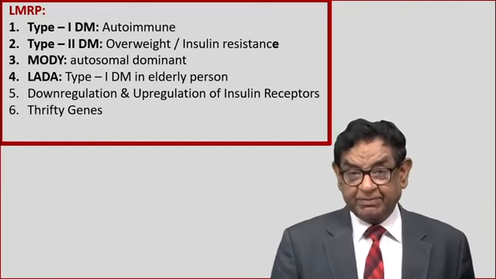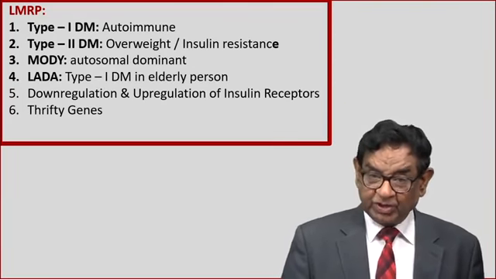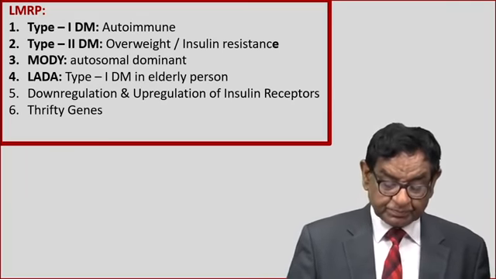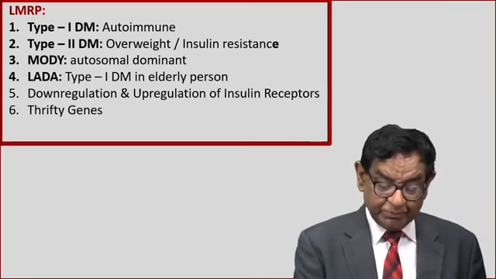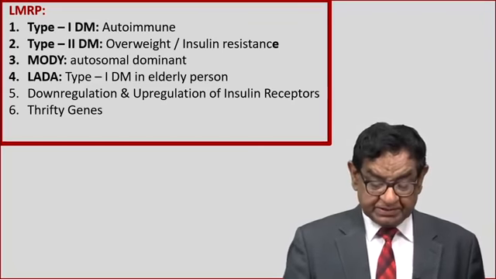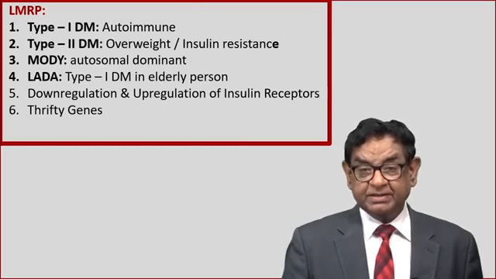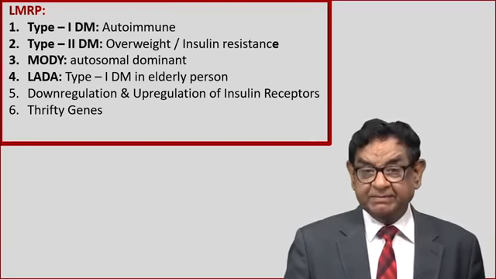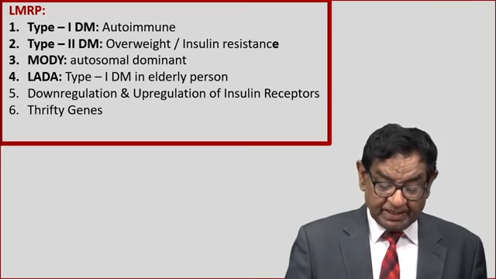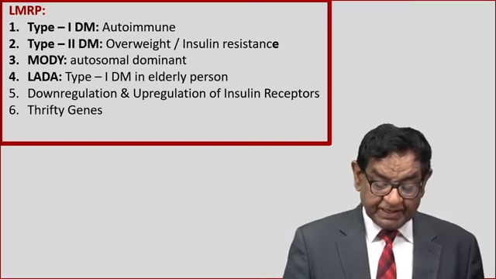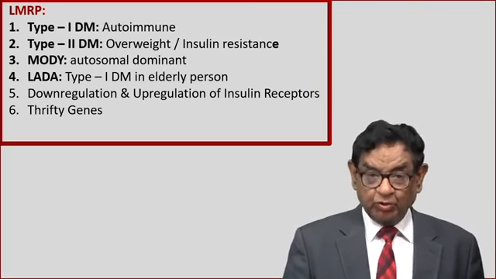So a quick recap, the last minute revision points of what we learned in this lecture. We have type 1 diabetes, autoimmune; type 2 diabetes, overweight, insulin resistance; MODY is autosomal dominant type 2 diabetes; LADA is type 1 diabetes in elderly persons; and down and up regulation of receptors is due to insulin receptor problem, and the thrifty gene is concerned with overeating.